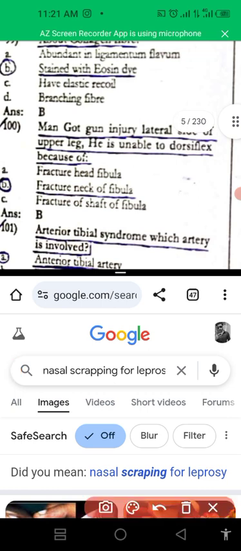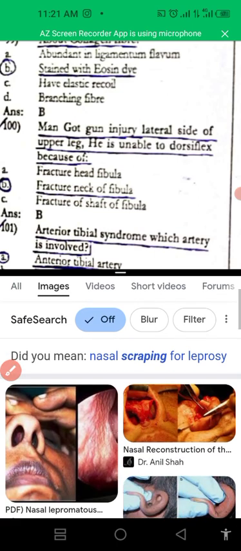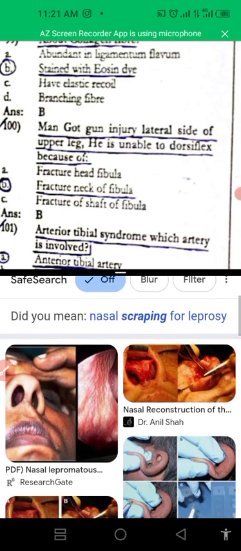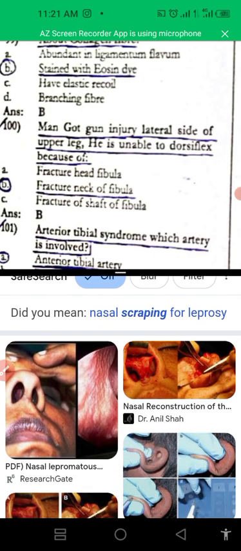Another one is a gunshot injury to the lateral side of the upper leg. He is unable to dorsiflex. Dorsiflexion is performed by the common peroneal nerve, which is affected because of a fracture of the neck of the fibula. So the common peroneal nerve is present at the neck of the fibula, and there will be an inability to dorsiflex the foot.